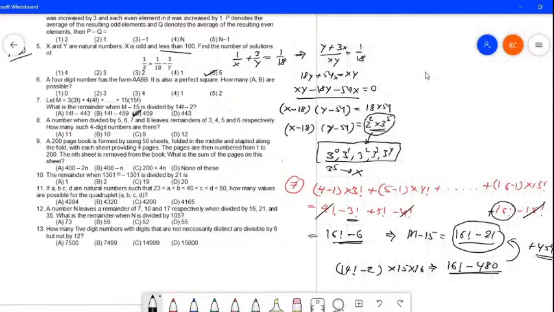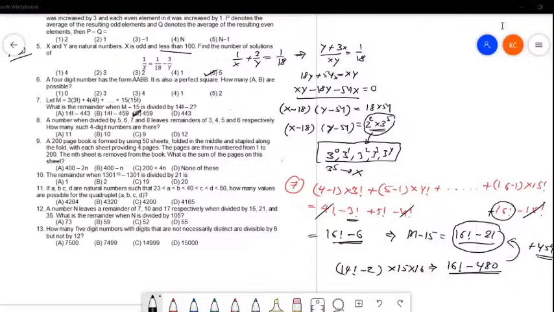Anything else? Any other type of question? Any other question which you want me to discuss? So कोई बाकी सारे questions clear हैं?